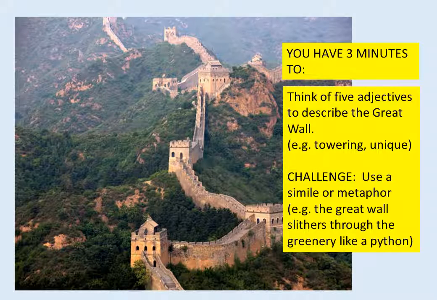So you now have 3 minutes to think of 5 adjectives to describe the Great Wall. For example, towering and unique. If you want to challenge yourself, use a simile or a metaphor. For example, the Great Wall slithers through the greenery like a python. So remember, a simile is comparing 2 things using like or as, and a metaphor is saying something is something else. So please pause the video for 3 minutes to do that now.